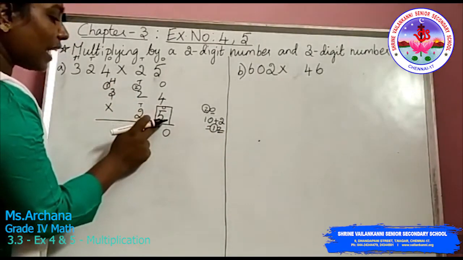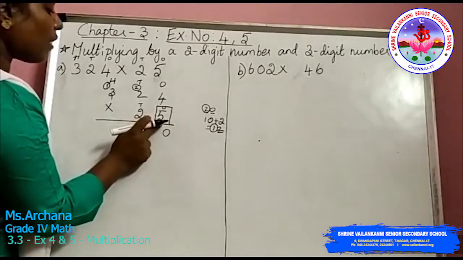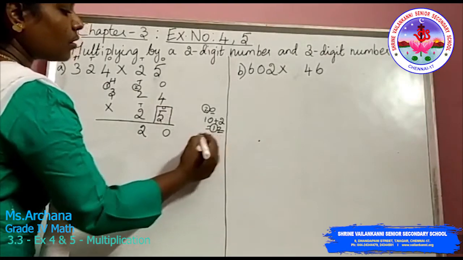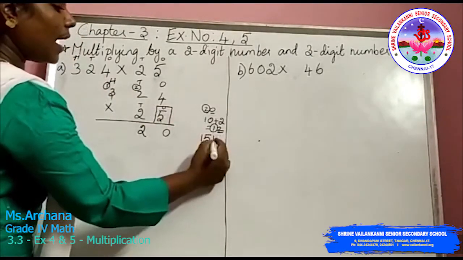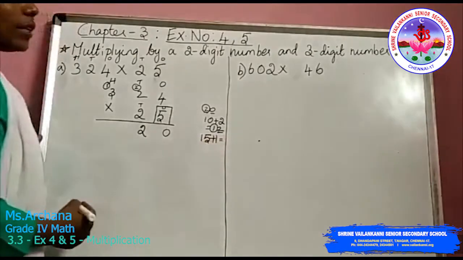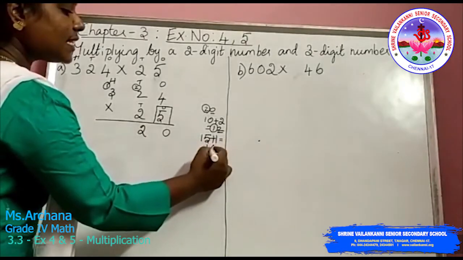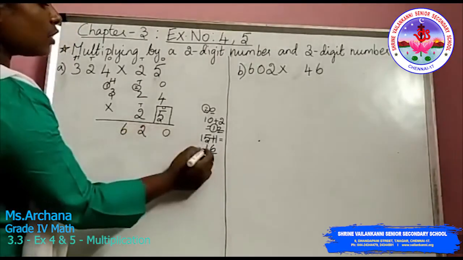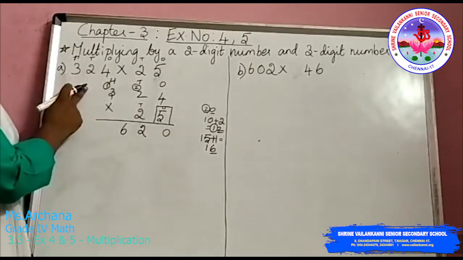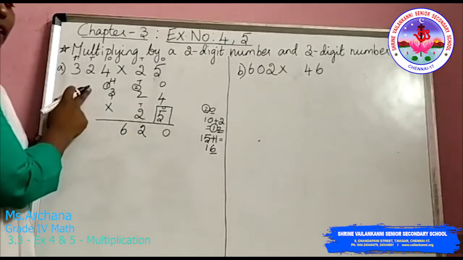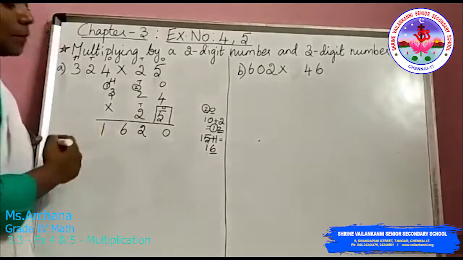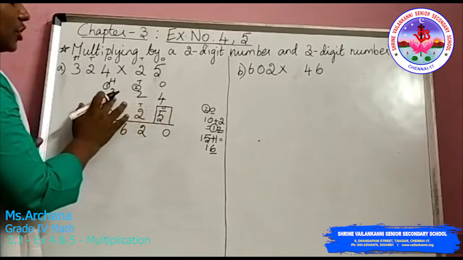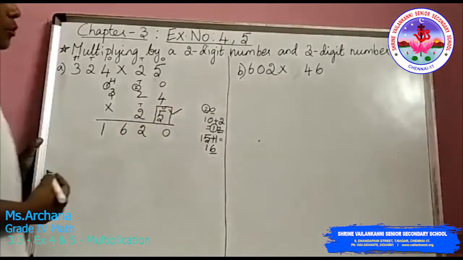Again from 5 only I am going to do multiplication. 5 into 3. 5 threes are 15. This 15 has to be added with 1. So what will you get? 15 plus 1, you will get 16. In 16 you will write 6 here, and this 1 should be carried forward to the next place value. But there is no number here, so as it is, I am writing it here. Now we have completed the multiplication of the ones place value.